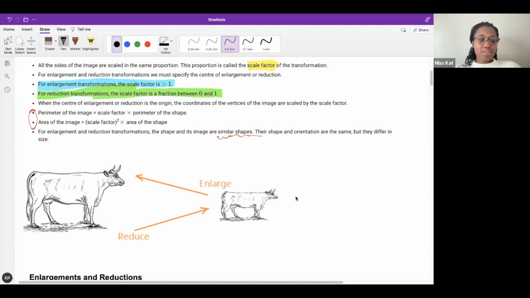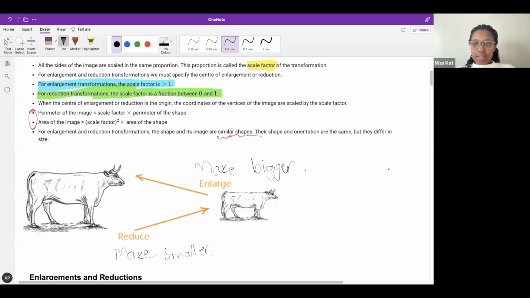And we have a nice little picture here that shows us the difference between the two. As you can see, this car looks the same in both pictures, but reduction means you make it smaller. Okay, so reduce means you make smaller. So that's why it's the left to right arrow. So you're going from the bigger one to the smaller one. And enlarge means make bigger.